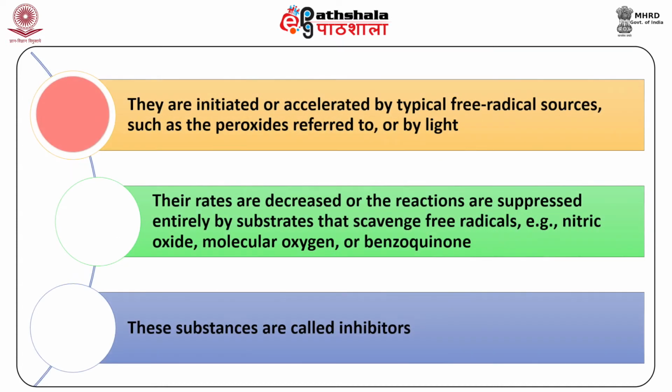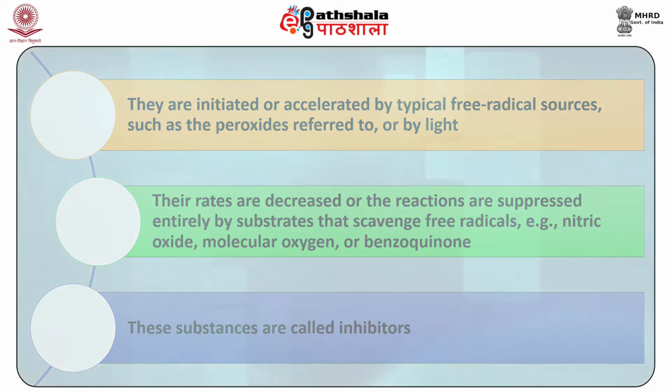They are initiated or accelerated by the typical free radical sources such as peroxides or by light. Their rates are decreased or the reactions are suppressed entirely by substances that scavenge the free radicals, for example, nitric oxide, molecular oxygen or benzoquinone. These substances are called inhibitors.